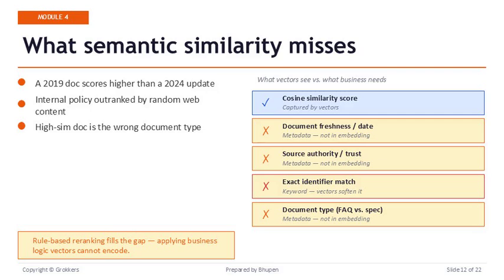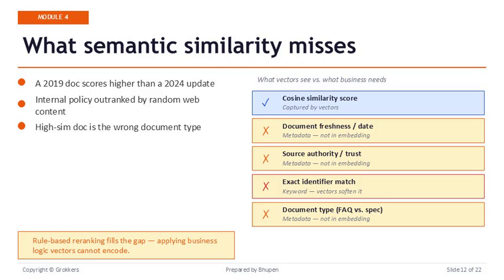Pop quiz. If 2 documents have nearly identical semantic similarity scores, but one was written in 2019 and the other in 2024, which should rank higher? The 2024 one, obviously. But here's the thing. Your embedding model has absolutely no idea when either document was written. Vectors encode meaning, not metadata. And this gap is bigger than most people realize.